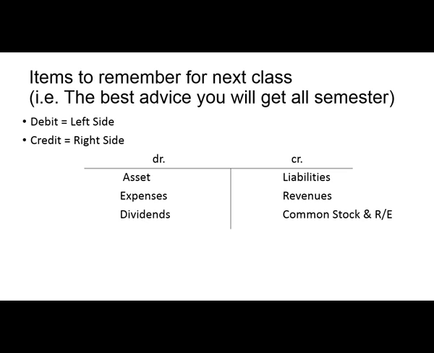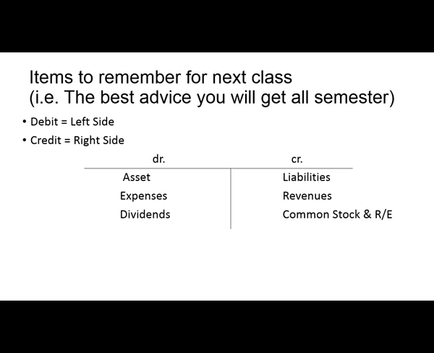So what does this mean? What do these symbols mean? What is this put together for? Basically, this is just a shorthand way for you to see where the natural or normal balance of an account is. So for instance, the natural normal balance for an asset is debit. The natural normal balance for expenses is debit. The natural normal balance for dividends is debit.